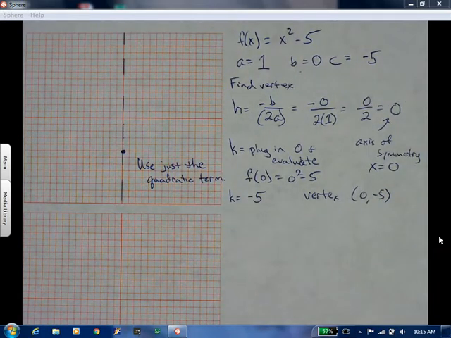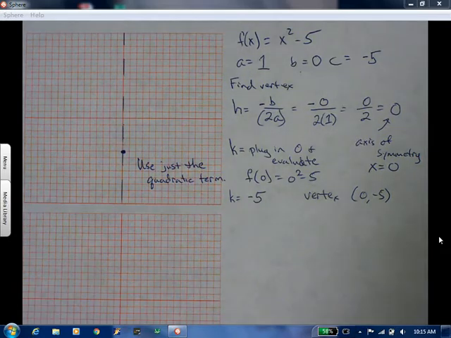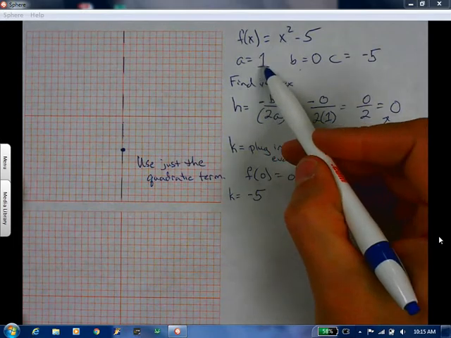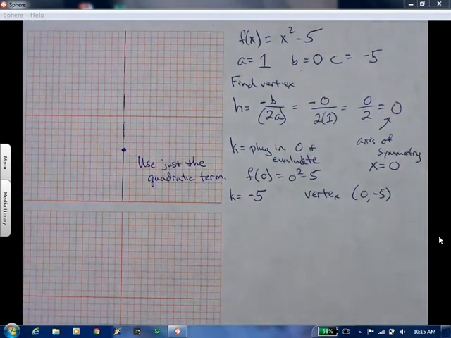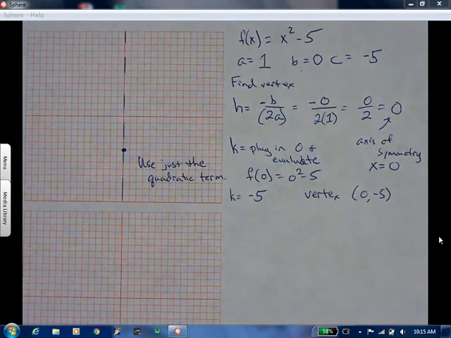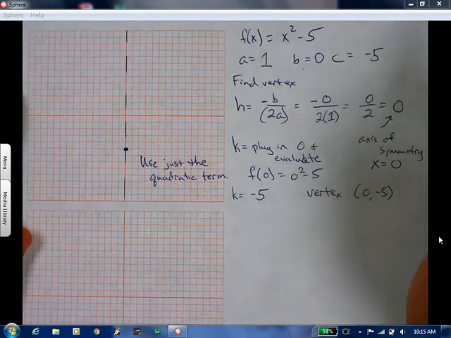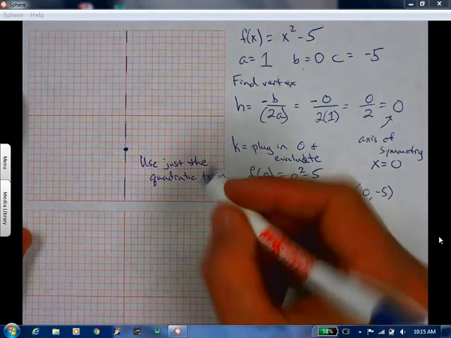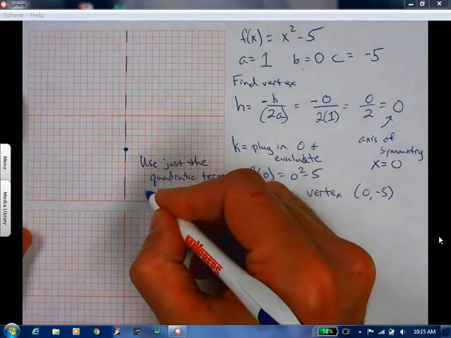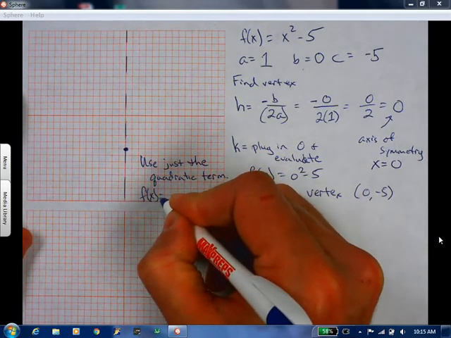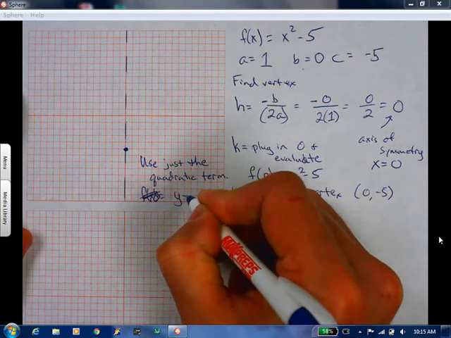Before we go on, what direction should our graph be going, up or down? That is dependent on the a. A is a positive 1, so the graph is going up. When you get to advanced math, you get to do parabolas that go left and right also. Good times. Exciting. Okay, so use just the quadratic term. So we're just going to use f of x equals, or let's put it y equals x squared. We're just going to use that.